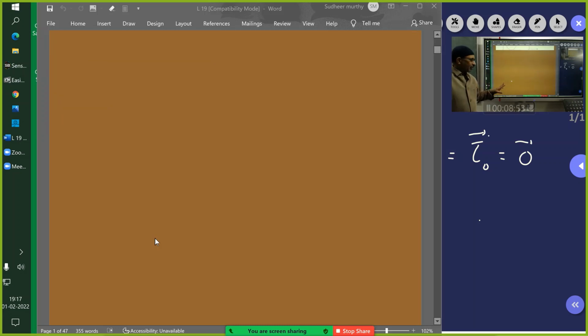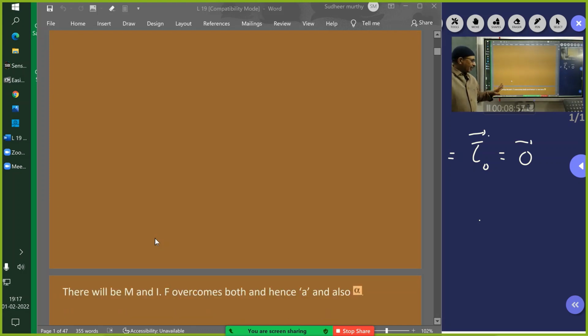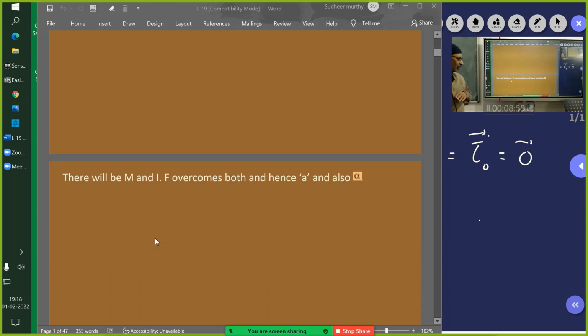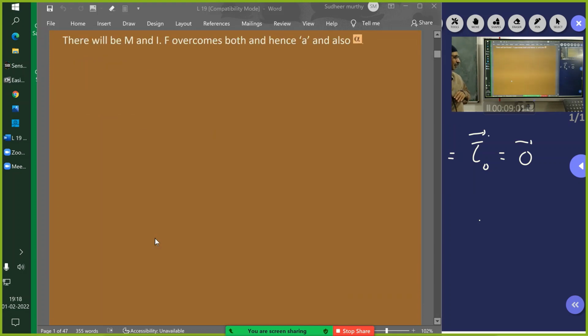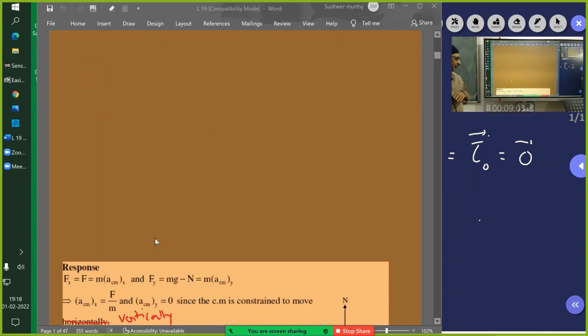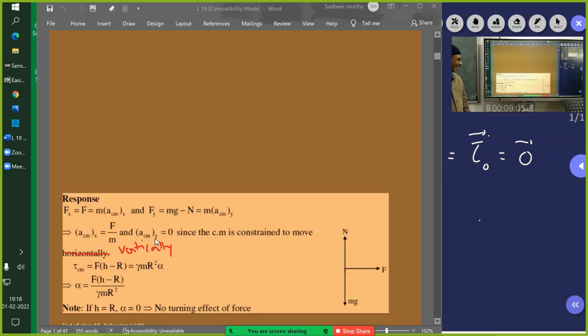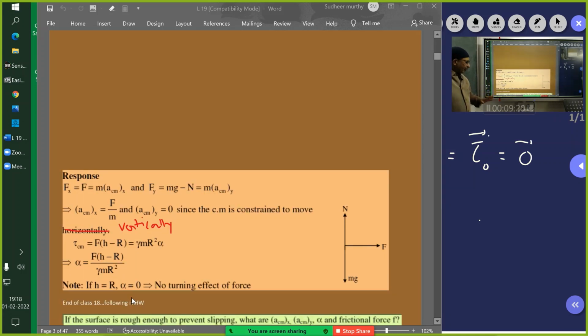What homework did I give you? If there is friction, did you attempt to solve that homework? No answer from anyone. Okay, so here we got this final answer yesterday: F into h minus r is so and so. If h is equal to r, alpha is equal to 0, no turning effect. I think till this point all of us got it. Then I gave you this homework.